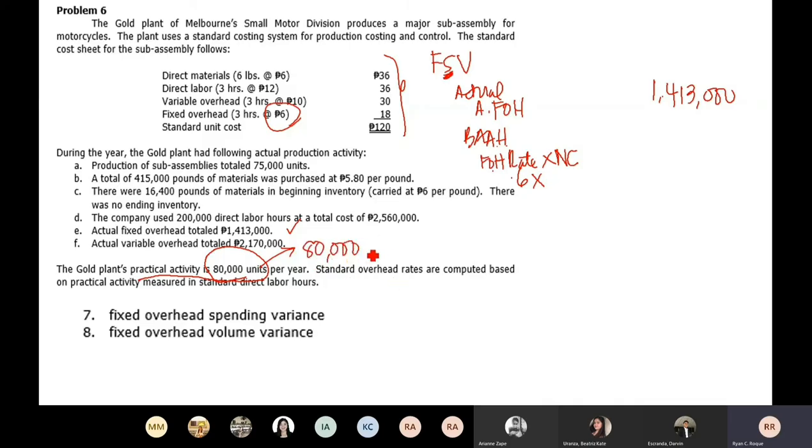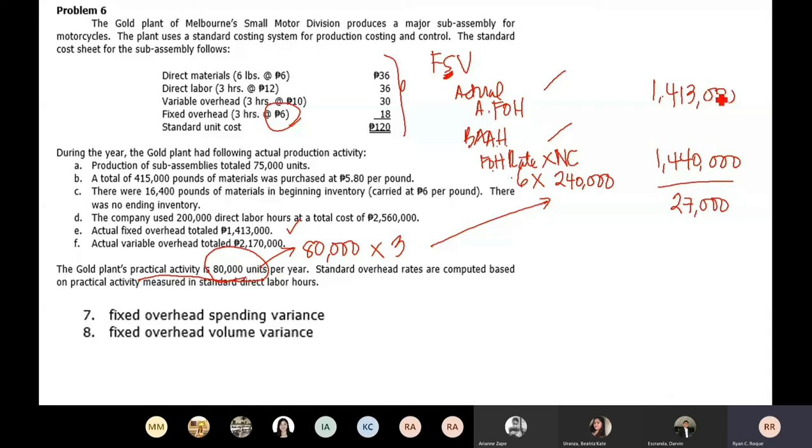Kung mapapansin mo, units ito, eh lahat po rito sa computation natin ay naka-express in terms of hours. I-multiply natin ito with the number of hours per unit, which is 3. So this is 240,000. Okay? And then after that, multiply na natin, the answer would be 1,440,000. Ayan. So if we compare now your actual and BAA, the answer would be 27,000. Is it favorable or unfavorable? The answer is mas maliit yung actual, so ito ay favorable. Okay? This is number 7.